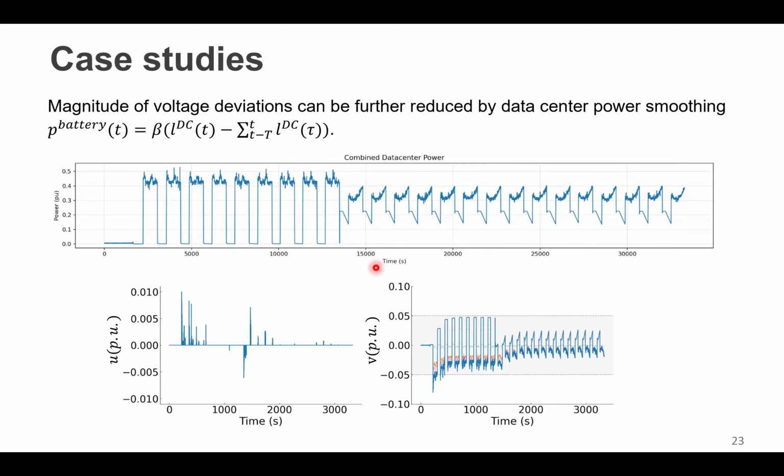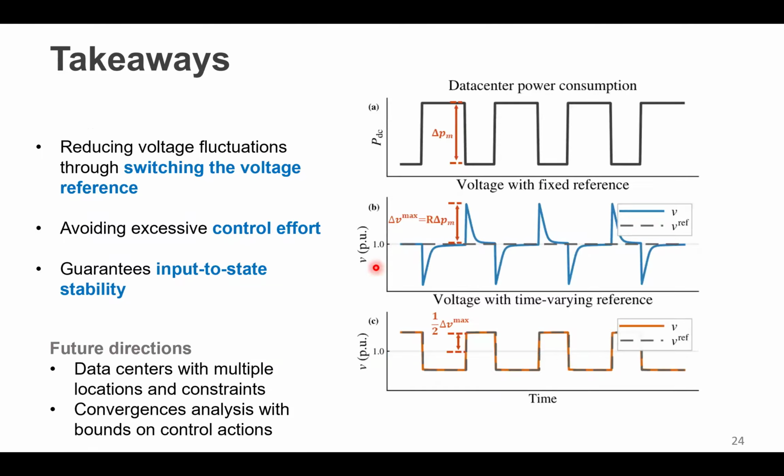Right. So now we are close to finishing the first part of the talk. So essentially, for this part, we introduced how we can reduce the voltage fluctuations by introducing a simple design of switching the voltage reference, right? So this can avoid excessive control effort and also guarantee the input-to-state stability of the system. And for some future directions, on one hand, we should pick more high fidelity modeling on both the power grid side and also the data center side.